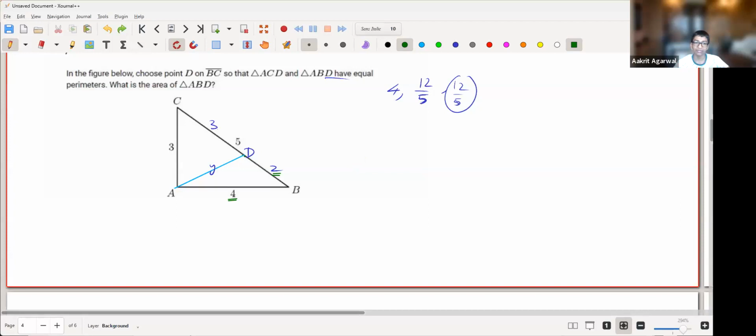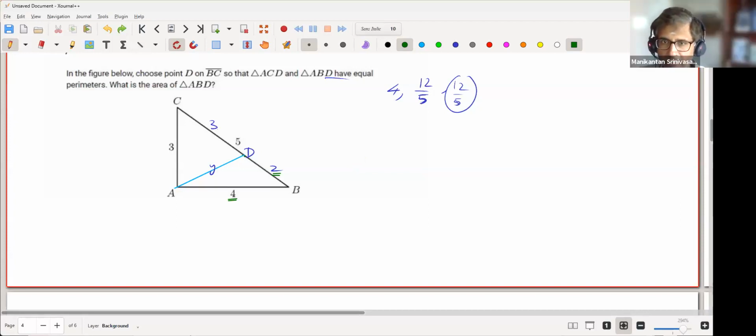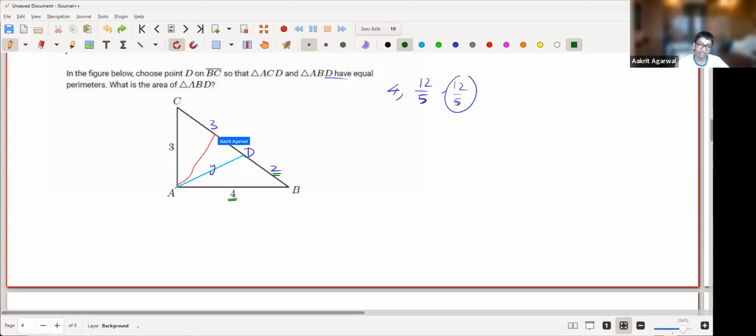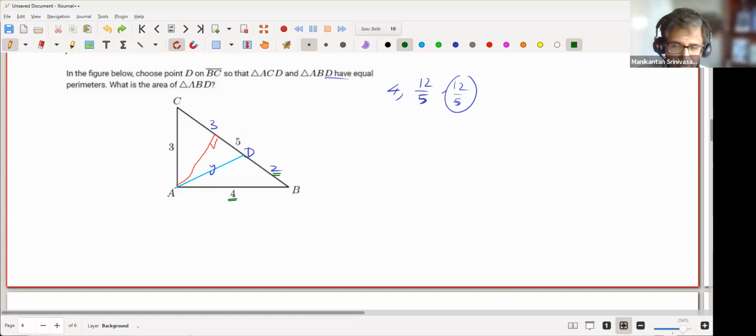It doesn't matter, so I'll draw. Even if it's like this, it's still the height because it's still 90 degrees and it's still hitting here. So this is 12 by 5, half into 2 into 12 by 5. Understood. But you can do it shorter. I'll explain it to you in just a second. Can you erase the red line?